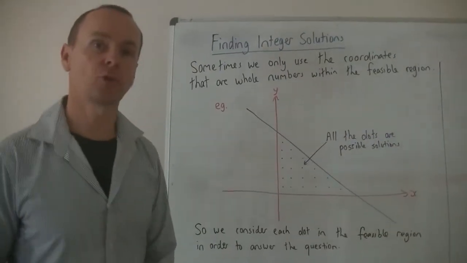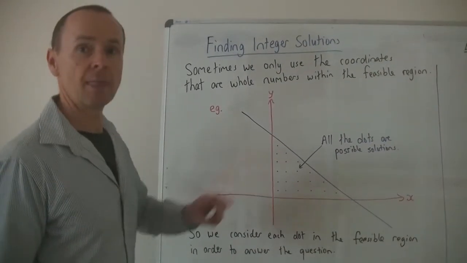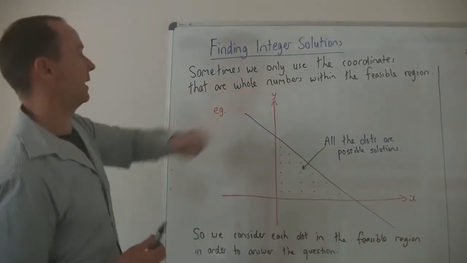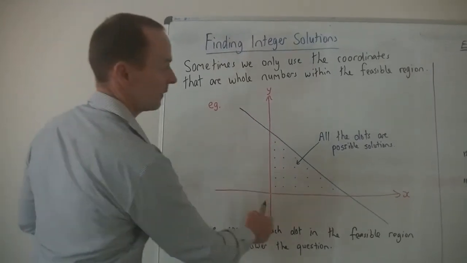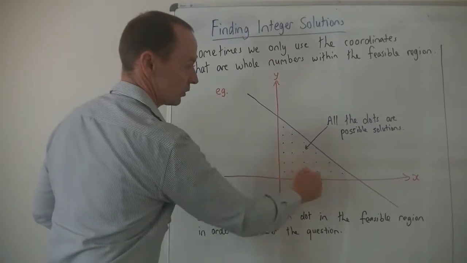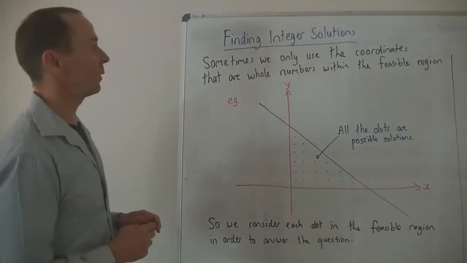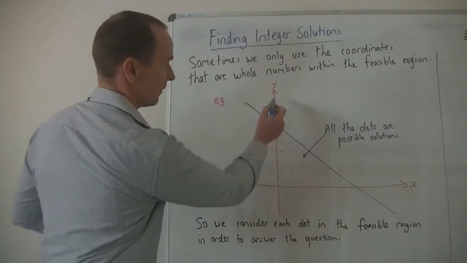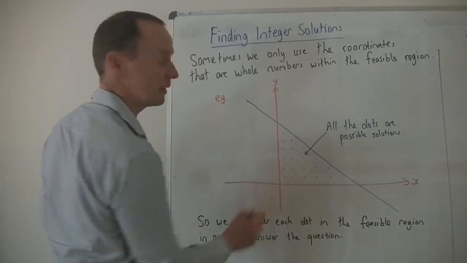So as we talked about last lesson, integer solutions are points within the feasible region that have to be whole numbers as coordinates as well. So I said here, sometimes we only use the coordinates that are whole numbers in the feasible region. So given this example, here's our feasible region. Normally we'd shade in that whole region and say any point within that region is a solution. However, when it says an integer solution, it only wants the whole numbers. So remember, if it's including these lines, then the points on those axes or on those boundaries are included.